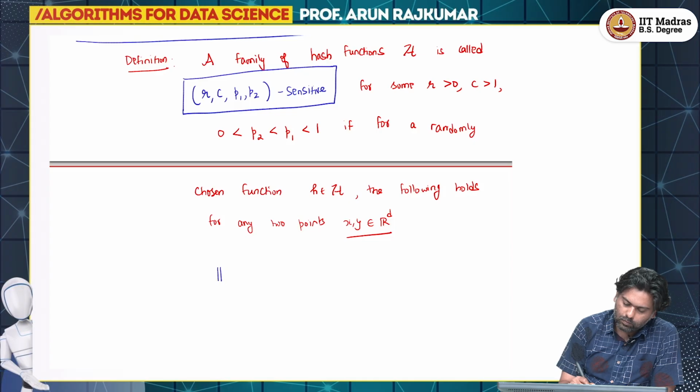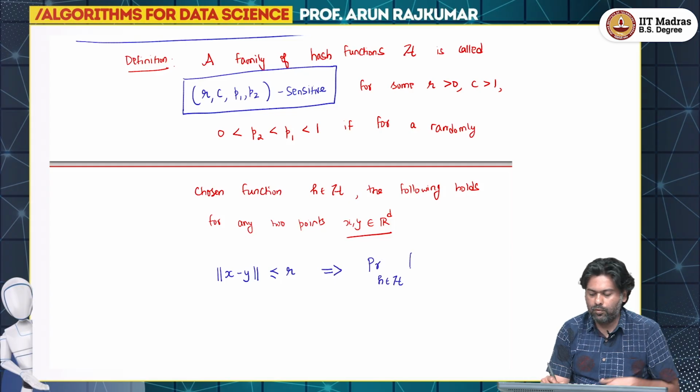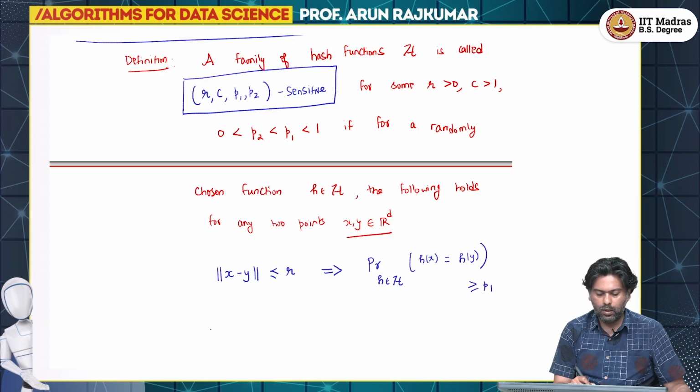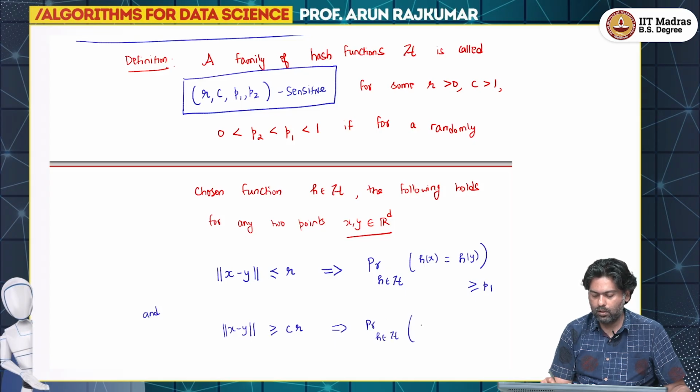Then, ||x - y|| less than or equal to r implies the probability that h(x) equals h(y) is greater than or equal to P1, and ||x - y|| greater than or equal to cr implies the probability that h(x) equals h(y) is less than or equal to P2.